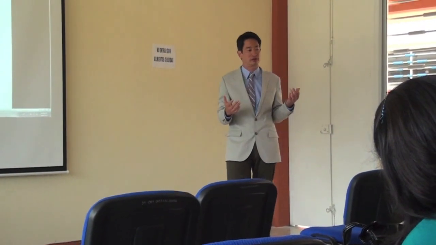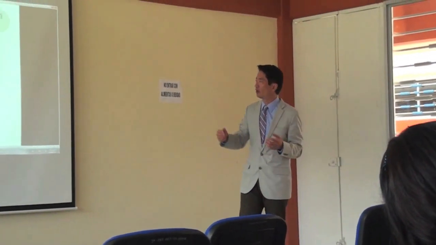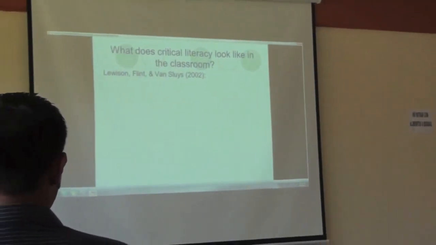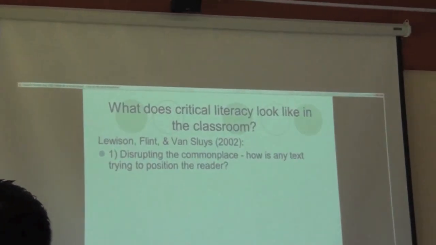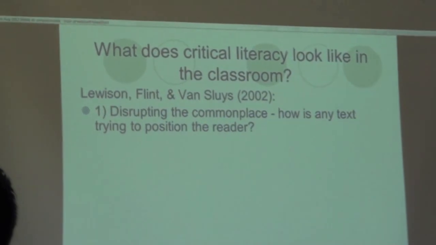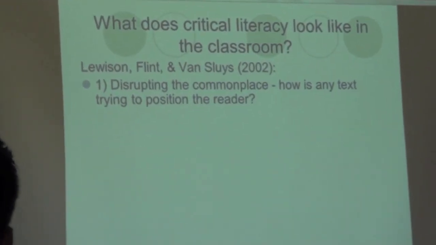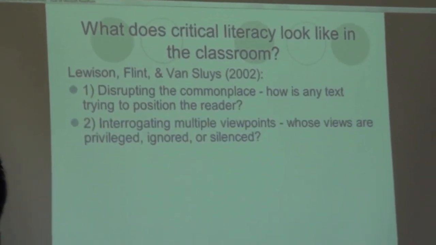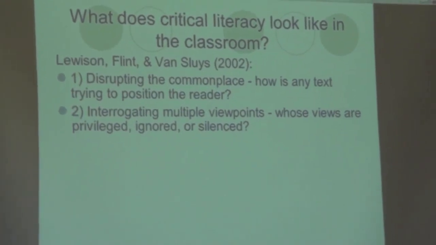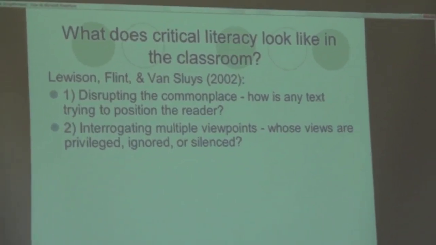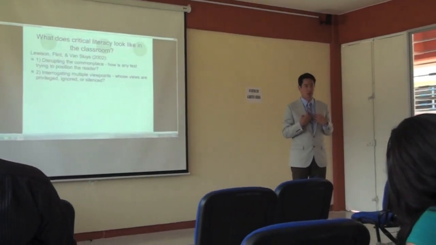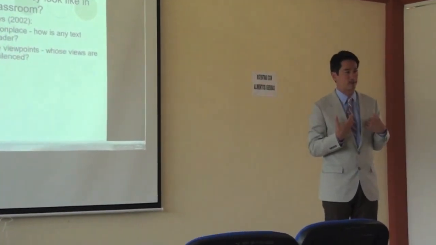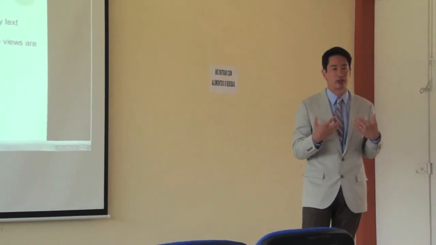And so what does critical literacy look like in the classroom? There is a framework that Lewis and Flint and others have worked out, which has four components. And one of which we can work with our students is disrupting the commonplace, what they call that. So how is this text trying to position me as a reader? Okay. How is it addressing me? Is it addressing me in a particular way?